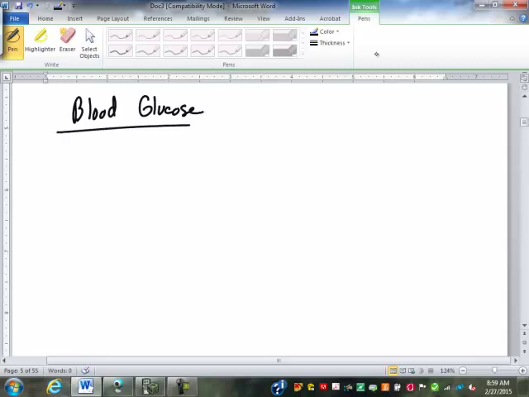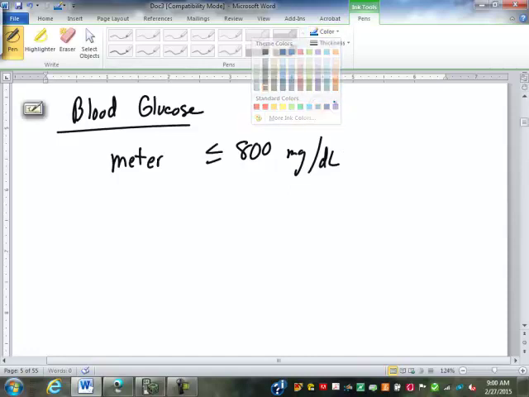When doing a blood glucose test, the meter has a capacity of less than or equal to 800 milligrams per deciliter of glucose in the blood. What that means is if the level of glucose in the blood goes over that 800 milligrams per deciliter, the meter can't read it. The meter will freeze up. It'll give you an error message, an out of range message. Which also, if you're over 800 milligrams per deciliter, you're in trouble anyway.